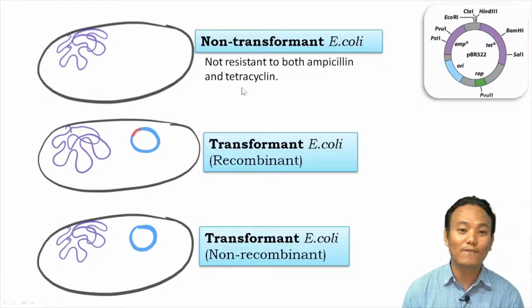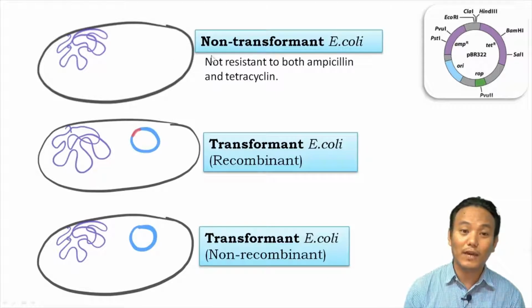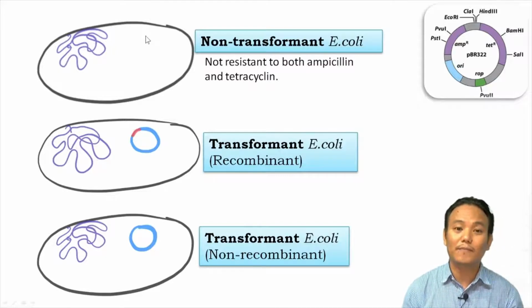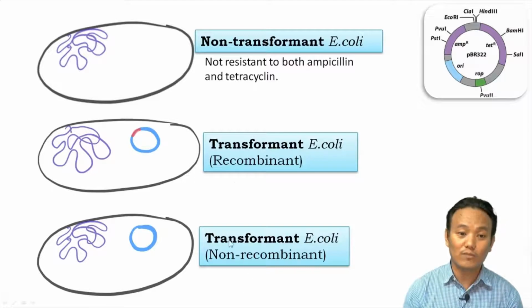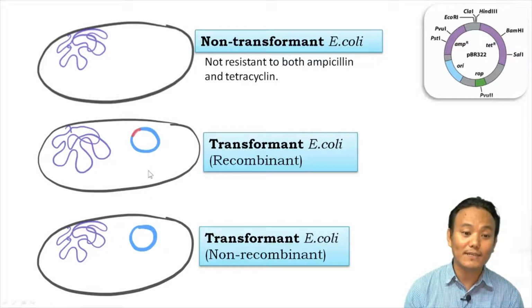resistant to both ampicillin and tetracycline. Why? Because they do not have these two genes, ampicillin resistant and tetracycline resistant genes, right? So by using ampicillin and tetracycline, if the bacteria die, we can simply reject them, right? So now we are left with these two transformants, one of the transformants is with the recombinant DNA and one of the transformants is with non-recombinant DNA. So how do we identify between these two?